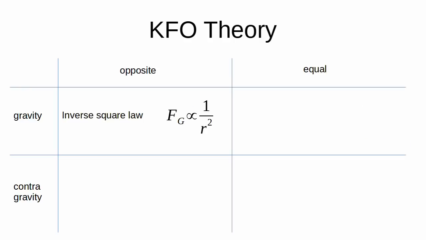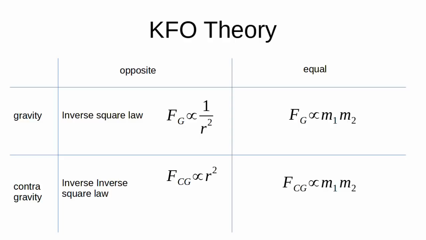Indeed, since gravity satisfies the inverse square law, or that the force is proportional to the inverse square of the distance between two objects, it follows that contragravity follows the inverse square law, or that the force is proportional to just the square distance itself. This is the opposite component. The equal component is that contragravity satisfies the same proportionality to the two masses in question.